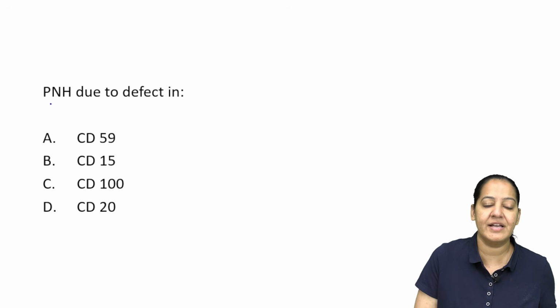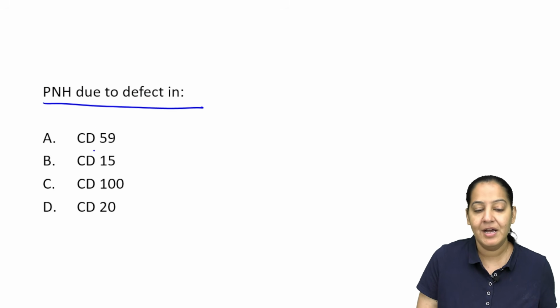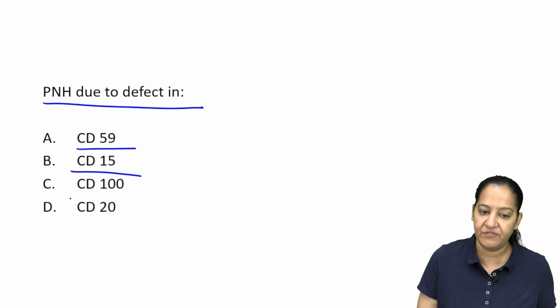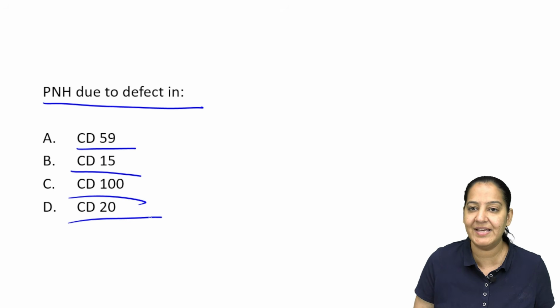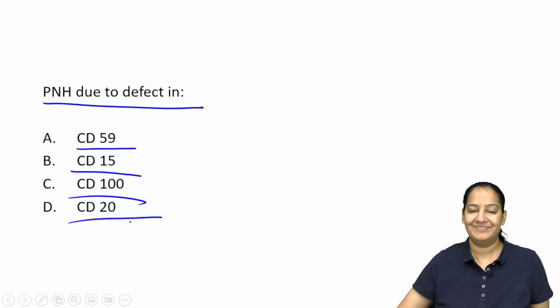The next question: PNH is due to defect in CD59, CD15, CD100 or CD20. Again, a very easy question. I guess you can try.